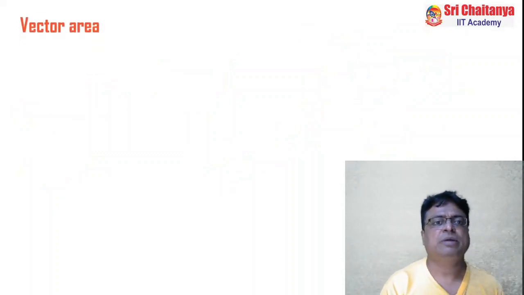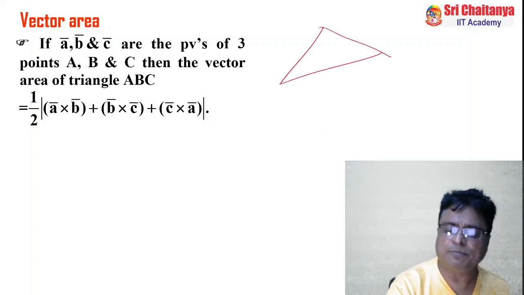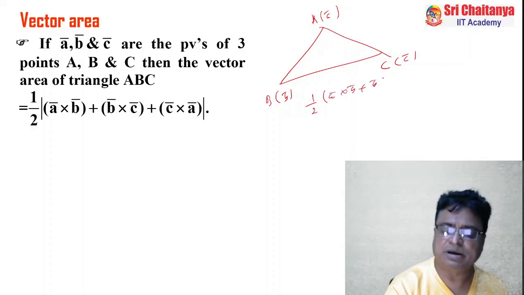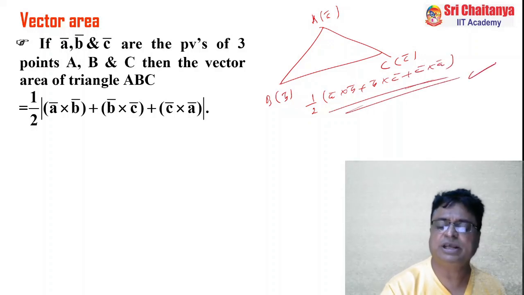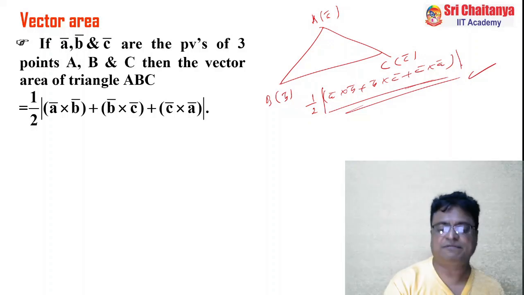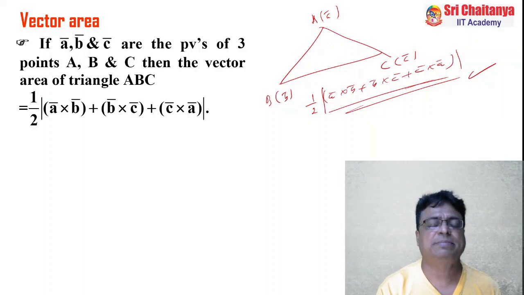Now coming to vector area. Suppose A bar, B bar, C bar are the 3 points or vertices of a triangle, then the vector area of this triangle is given by half into A bar cross B bar plus B bar cross C bar plus C bar cross A bar. This is the vector area. If I take the modulus, that gives the area of the triangle formed by the vertices A bar, B bar, C bar.